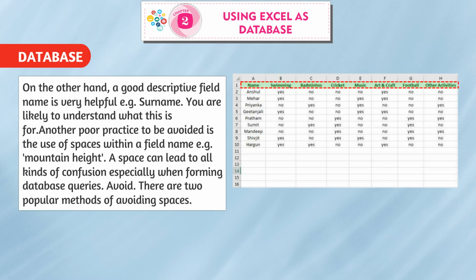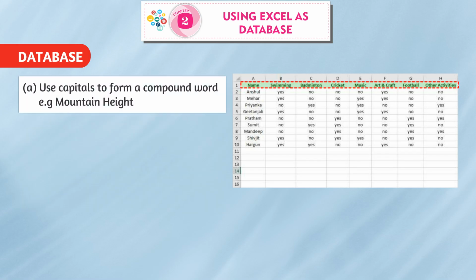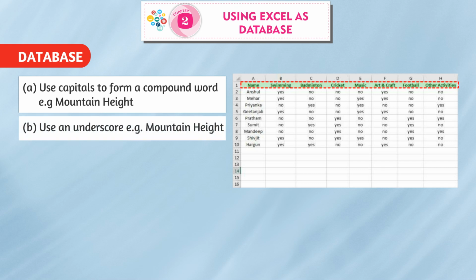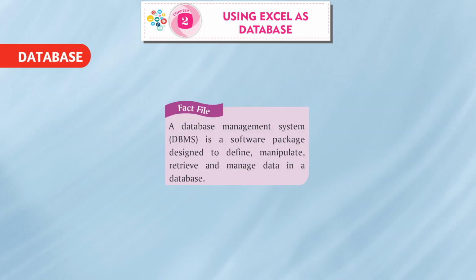Another poor practice to be avoided is the use of spaces within a field name. For example, mountain height. A space can lead to all kinds of confusion, especially when forming database queries. Avoid. There are two popular methods of avoiding spaces. Use capitals to form a compound word, e.g. MountainHeight. Use an underscore, e.g. Mountain_Height. Fact file. A database management system, DBMS, is a software package designed to define, manipulate, retrieve, and manage data in a database.